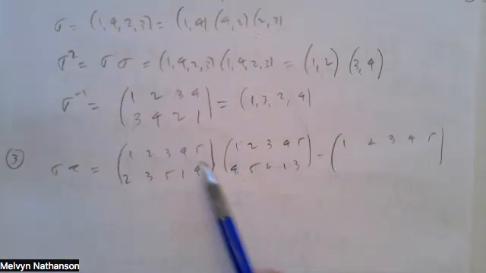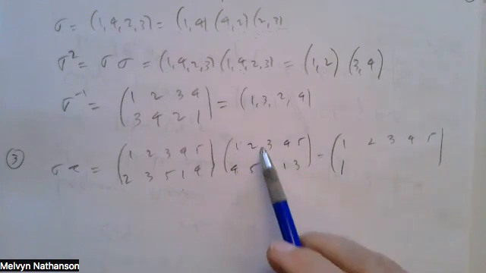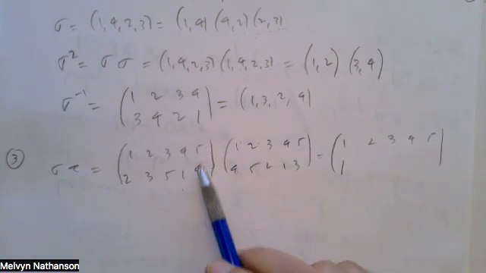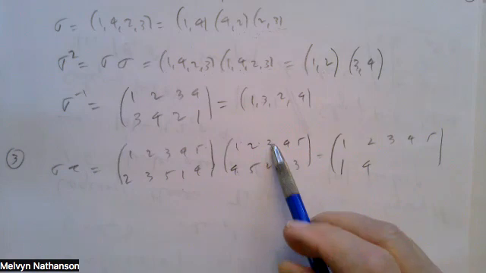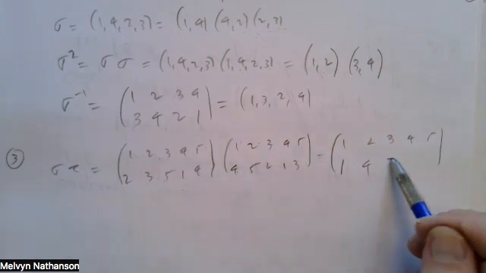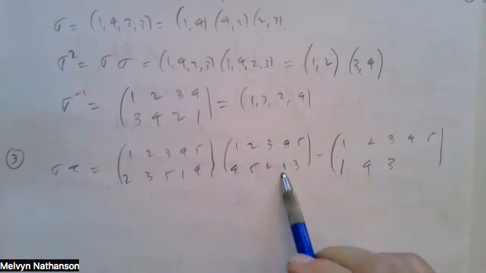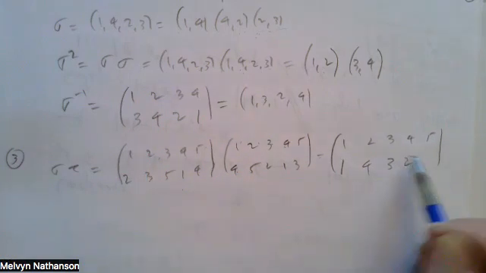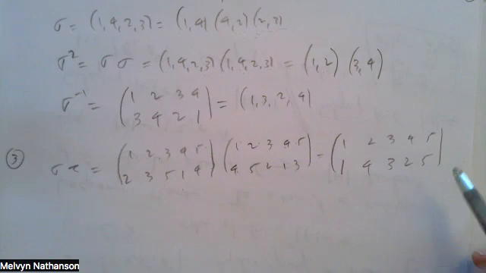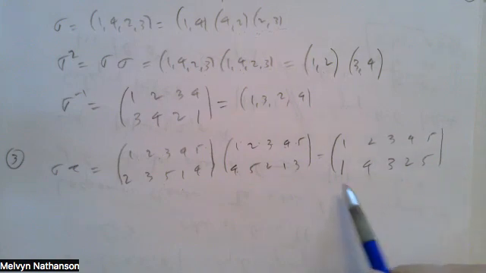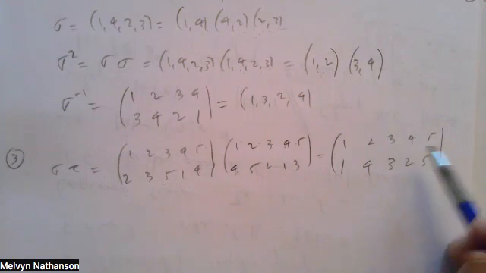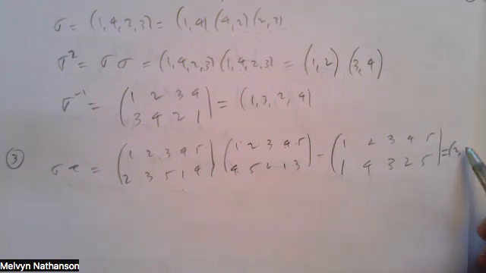1 goes to 4, goes back to 1. 2 goes to 5, 5 goes to 4. 3 goes to 2, 2 goes to 3. 4 goes to 1, 1 goes to 2. 5 goes to 3, 3 goes to 5. So this is the permutation in standard form. In fact, this is really just the transposition (2 4), but that's the answer.